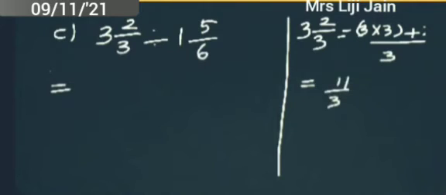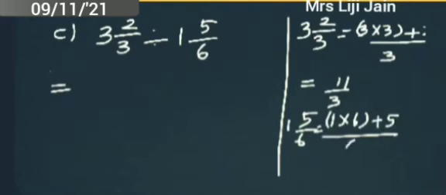Similarly, the second fraction 1 5/6 is equal to, whole number times denominator plus numerator, over the denominator. What is the whole number? 1 into denominator 6, plus numerator 5, over denominator 6. 6 plus 5, what is it? 6 plus 5, 11 by 6.